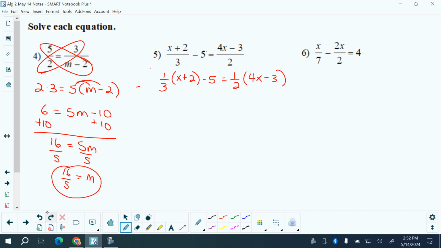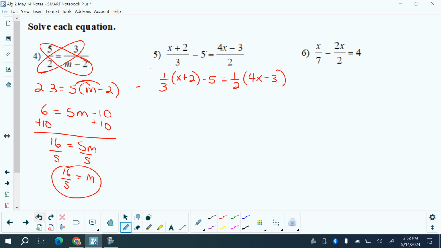And then I took the 2 and put it on the bottom here, and I left the top 4x minus 3. Because otherwise, we're going to have a bunch of fractions. We're going to take 1/3 times x and 1/3 times 2, and we're going to have some yucky fractions. You can do that if you want. It's just much easier if you do it like this here. Does that make sense? Okay.